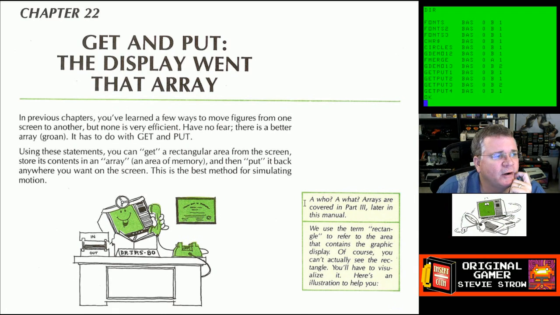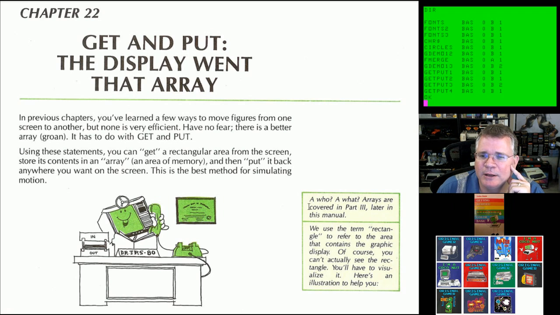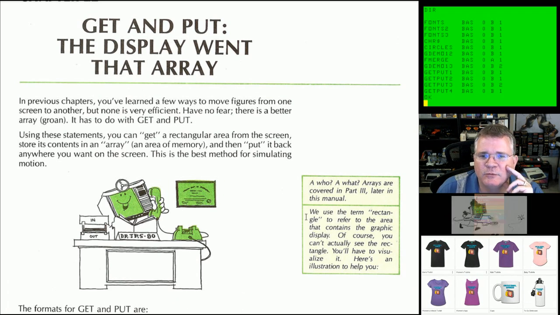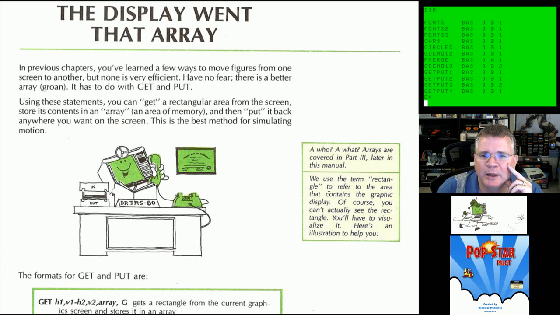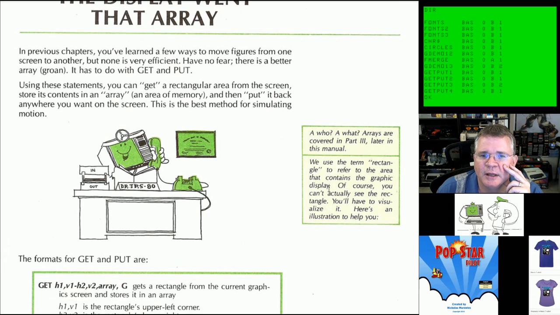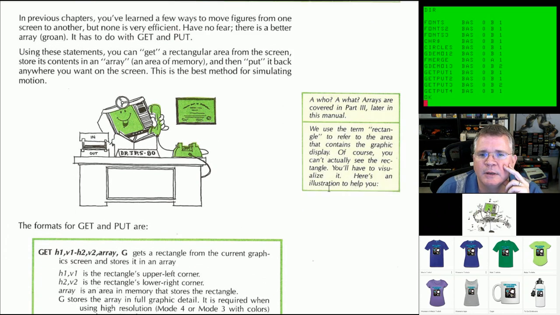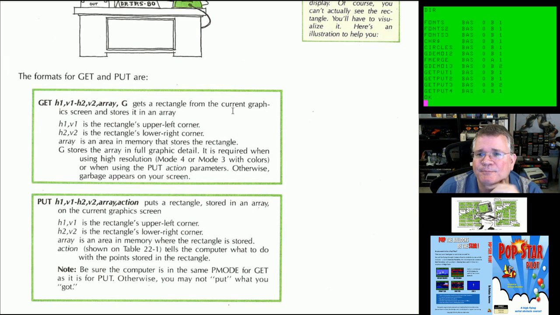So here on the little sidebar it says a who, a what? Arrays are covered in part 3 later in this manual. We'll use the term rectangle to refer to an area that contains the graphic display. Of course, you can't actually see the rectangle. You'll have to visualize it. Here's an illustration to help you. Will it help us? I don't know. So here's the book's explanation.